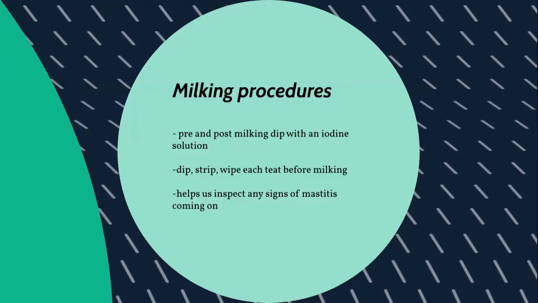So you dip the teat with teat dip, and then you strip it, which is you pull a couple strips of milk out of each teat, and then you take a rag and you wipe each teat down afterwards. And by stripping each teat, it allows us to inspect to see if there's any signs of mastitis coming on, which is a big thing that can help us.